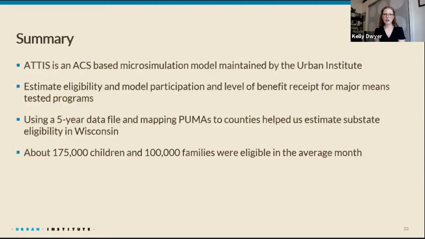So just in summary, I wanted to leave you with an overview of my presentation. We can use the ADIS microsimulation model, which uses ACS data to estimate eligibility and model participation in major means-tested public assistance programs. And using a 5-year data file and mapping PUMAs to counties, we were able to estimate statewide and sub-state area eligibility for childcare subsidies in Wisconsin. And we found that about 175,000 children and 100,000 families were eligible in the average month.